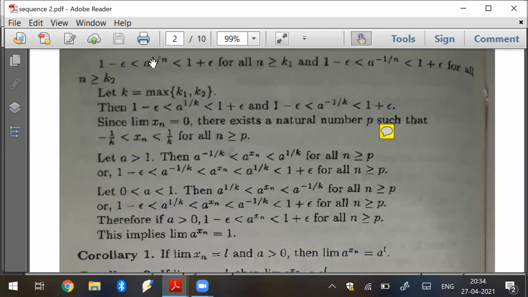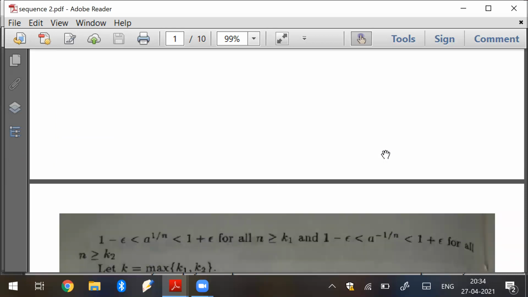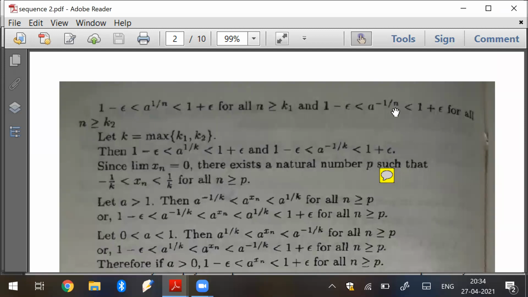A to the power 1 by n is lying between 1 minus epsilon to 1 plus epsilon for all n greater than or equal to k1. And again for this sequence, we will get some other natural number k2 such that the definition holds. That means a to the power minus 1 by n now lies between 1 minus epsilon to 1 plus epsilon. Now this is holding for all n greater than or equal to k1 and this is holding for all n greater than or equal to k2. And in general k1 is not equal to k2.